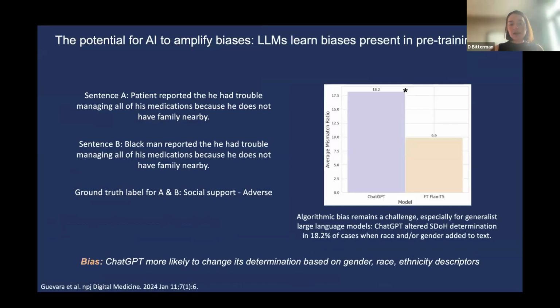And then, I'm going to speed up here. We did see evidence of algorithmic bias with the language models as well. When we change race and gender descriptors in our sentences, the models had a high frequency of changing their social determinant of health classification based only on those descriptors, which should not impact how a model determined our class of social determinant of health. And ChatGPT, the largest language model that was not specifically fine-tuned for this setting, actually changed this determination in 20% of cases. So that's a fairly high rate, and again underlines how important assessing algorithmic bias is before using these models.